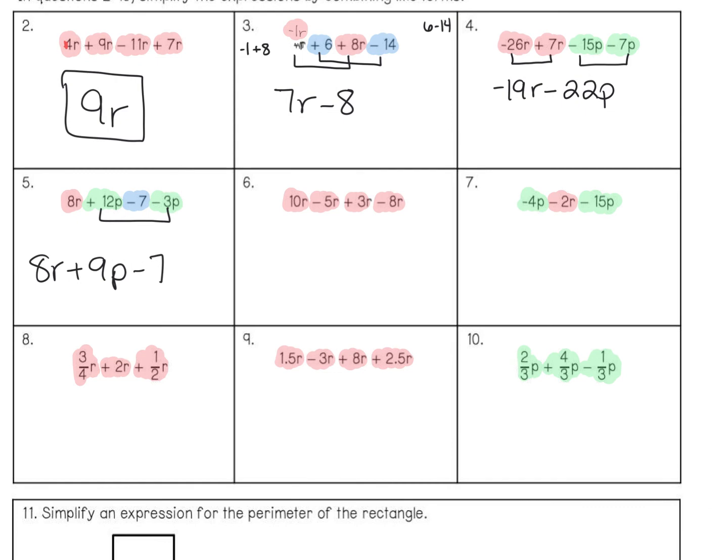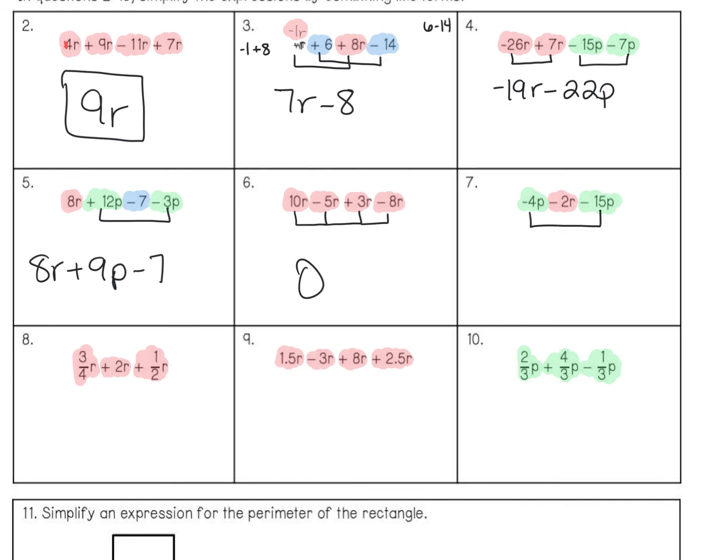All right, on 6. 10 minus 5 plus 3, and then minus 8. What does that give you? 0. Do I put 0R? If you don't have anything, I shouldn't have a variable. So it's just 0. If you just put R, that represents 1. Remember? If you have a variable and that's it, it represents 1. So we don't put just R. We have to put 0. There's nothing left.